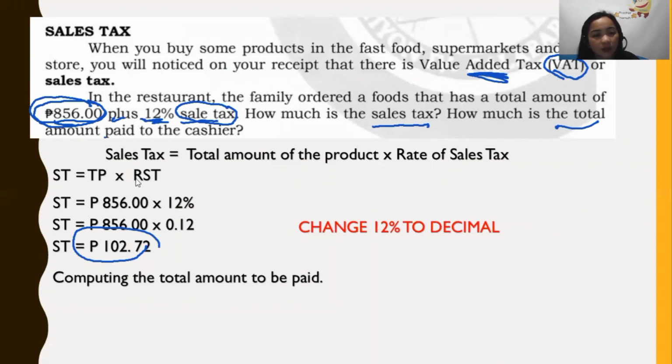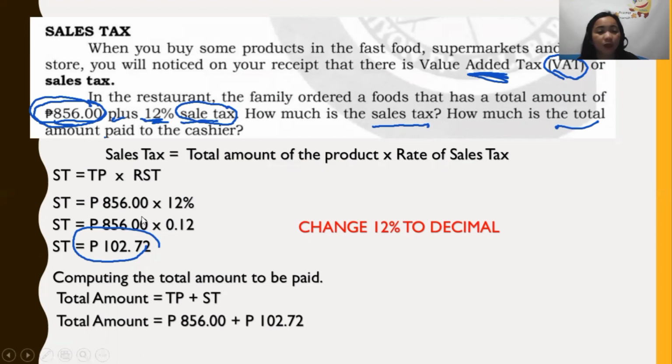So computing the total amount to be paid, we have total amount is equal to TP plus ST. Ano ba yung TP? Total amount of the product plus ano yung ST, sales tax. And that is 856 pesos plus 102 pesos and 72 centavos. And the answer is 958 pesos and 72 centavos. So this is the total amount of money that they will pay to the cashier. So itong 958 pesos at 72 centavos kasama na dito.